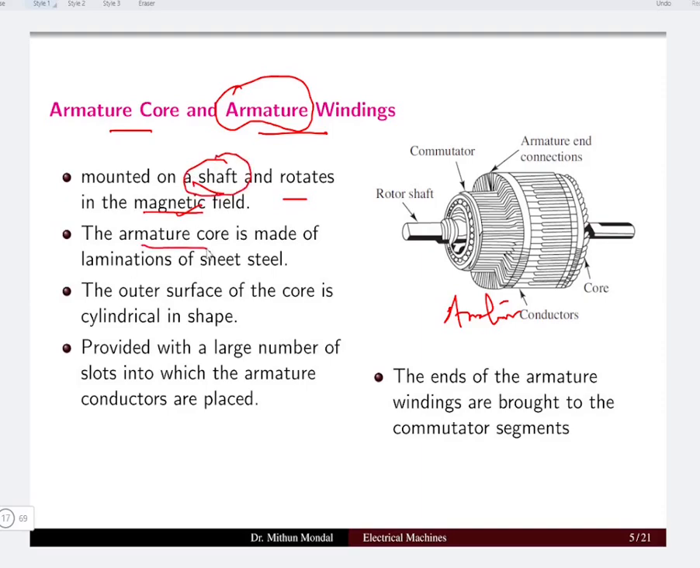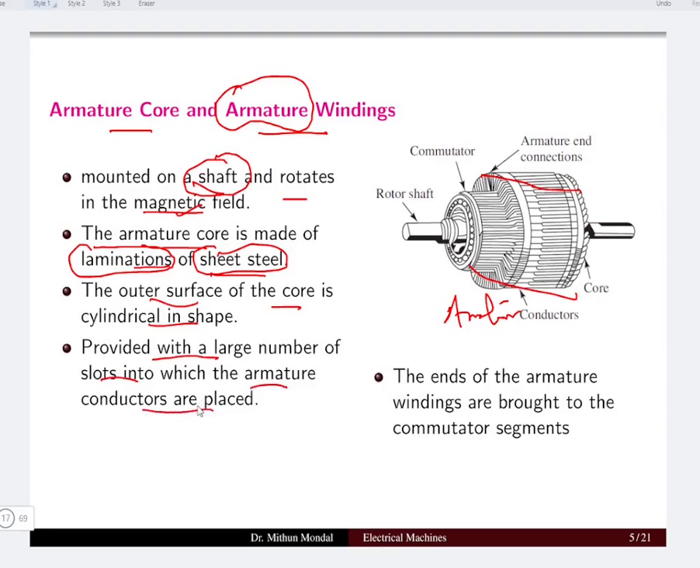The armature core is made up of laminations of sheet steel. In order to reduce the hysteresis loss, we have to laminate the armature core, which is made up of sheet steel. The outer surface of the core is cylindrical in shape. So if we see the shape of the armature, it is basically cylindrical in nature, and it is provided with a large number of slots into which the armature conductors are placed.